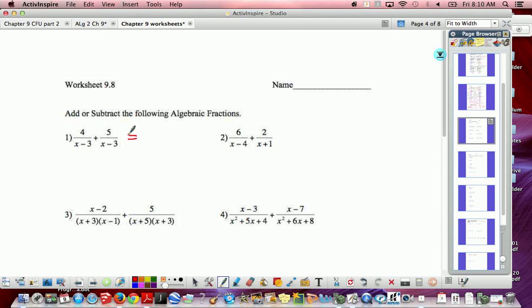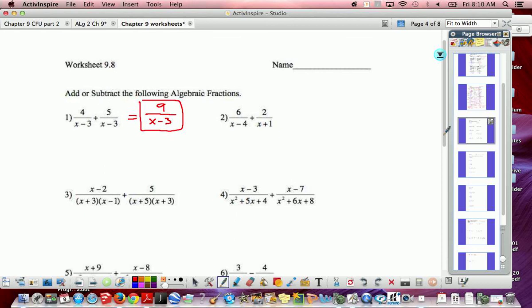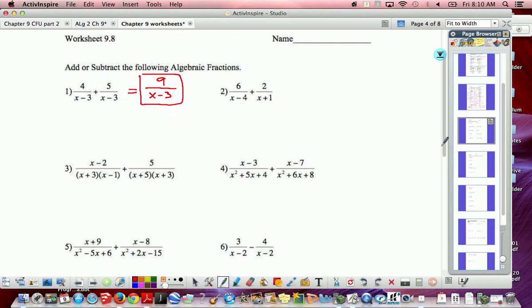So all we have to do is combine like terms on the top, so 4 plus 5 is 9, over the common denominator, which was x minus 3. So the first one, nice and easy. However, as we continue on, they do get harder and harder. For the second one, here I have a denominator of x minus 4.